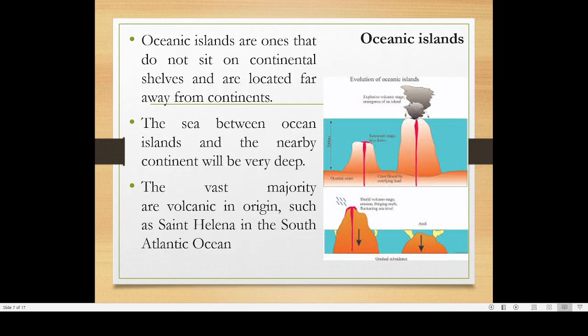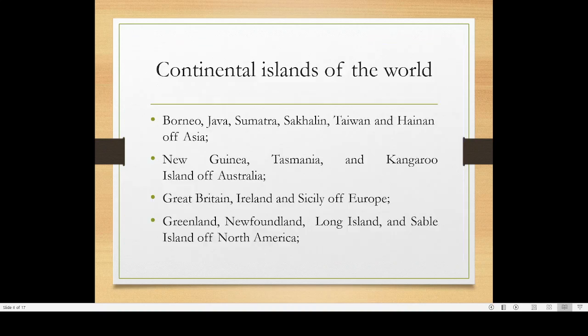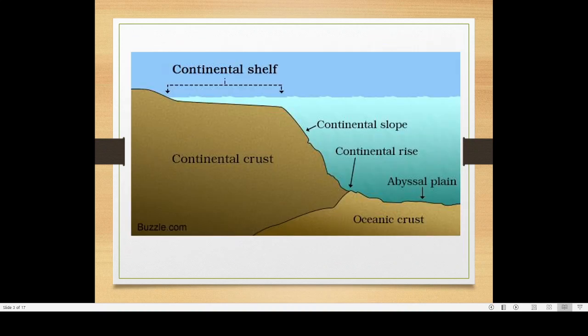Now the second group is known by the name oceanic islands. The oceanic islands are ones that do not sit on the continental shelf. Earlier I have discussed what a continental shelf is. This is known as a continental shelf. If you understand what a continental shelf is, it is easy for you to explain the difference between a continental island and an oceanic island.